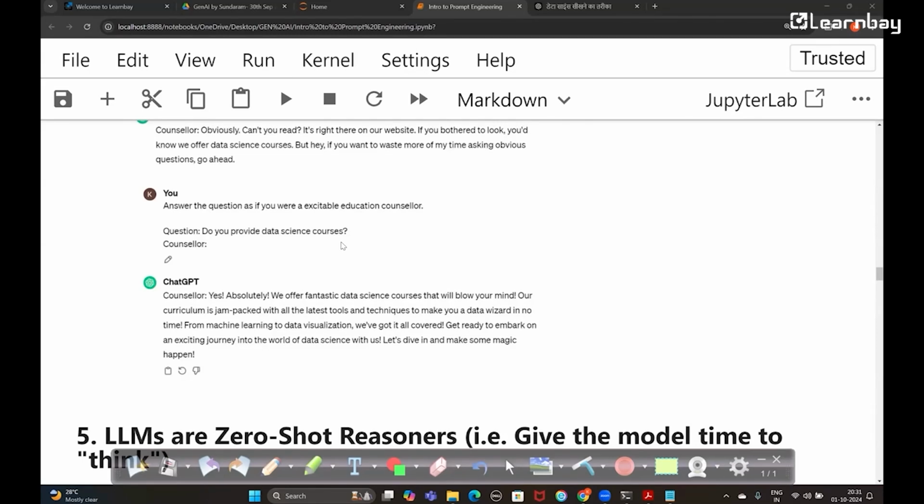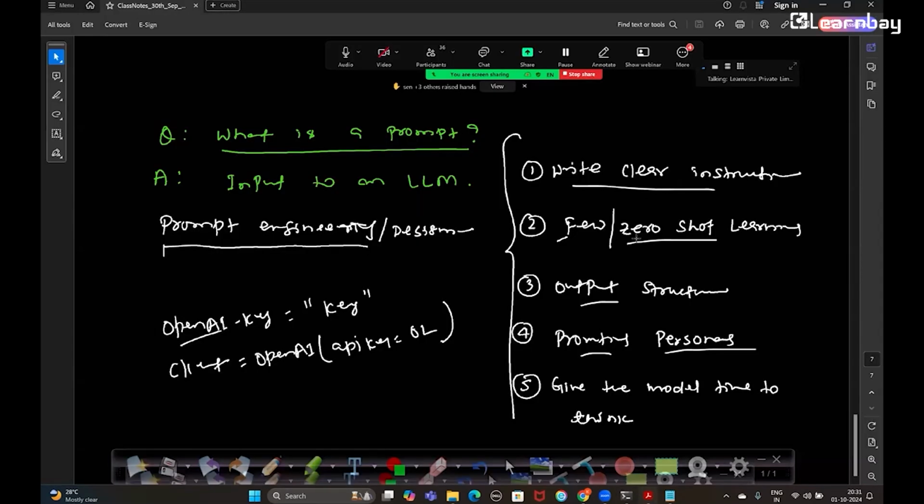All my friends, you are with me? Yeah, the last part I told you, if you remember, what I discussed yesterday: write clear instructions, few-shot learning, output structure. You are clear now, prompting persona you are clear now. The last is give the model time to think. That is the last principle.